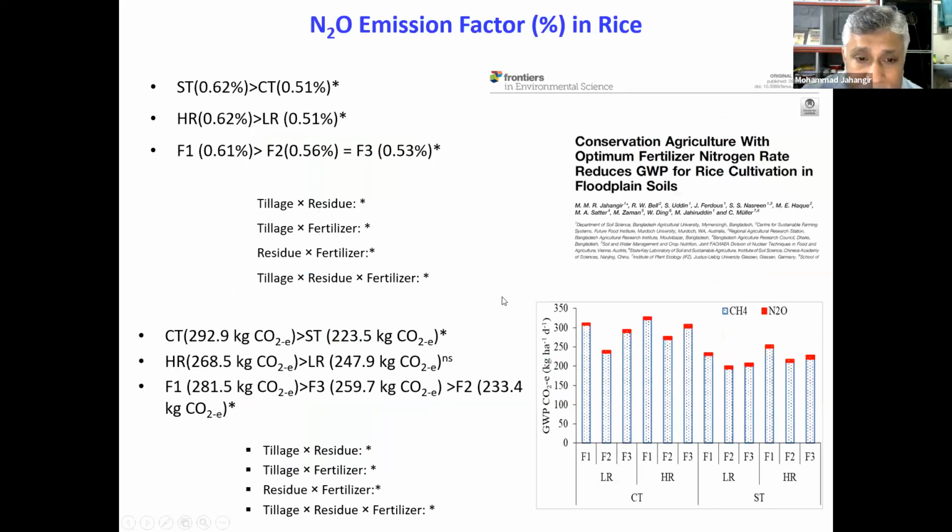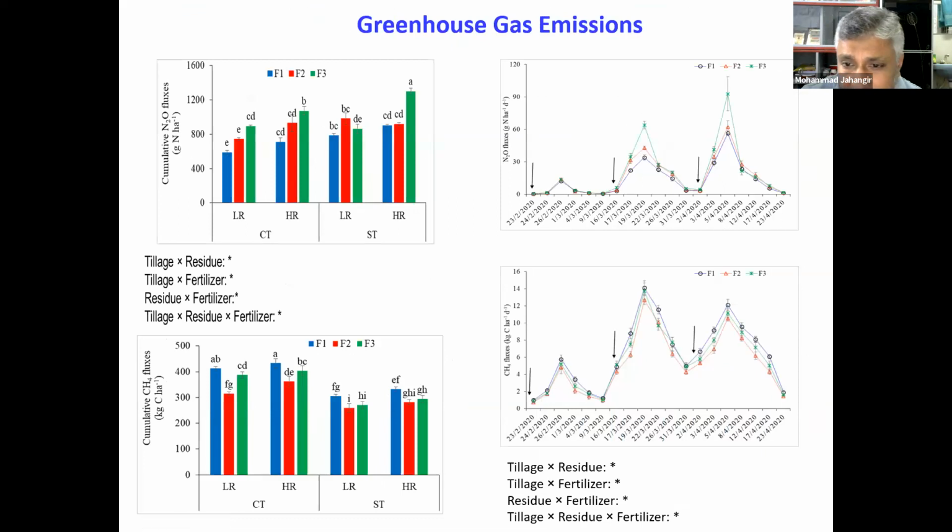Then we measured, we did not share here, methane emission. It followed the same fertilizer application, actually enhanced methane emission. Methane emission was higher in conventional agriculture practice than in conservation agriculture practice. We need to clearly mention that nitrous oxide emission was higher in conservation agriculture practice, but methane emission was higher in conventional agriculture practice.